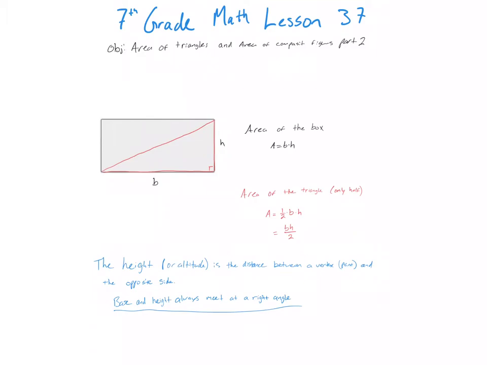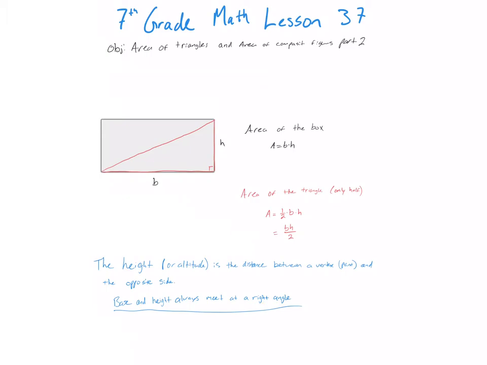Please note, and this is very important, a lot of people make this mistake, but you will not, because I'm telling you right now, and you'll remember not to make this mistake. The height, or we also sometimes call it the altitude, is the distance between a vertex, or a point of the triangle, and the opposite side. So the base and the height always meet at a right angle. So please remember this right angle part right here.